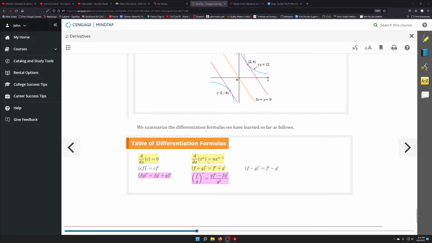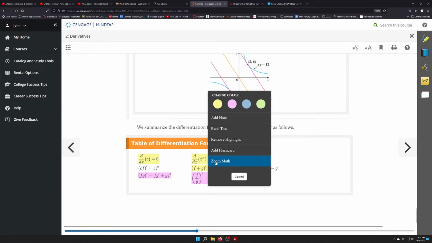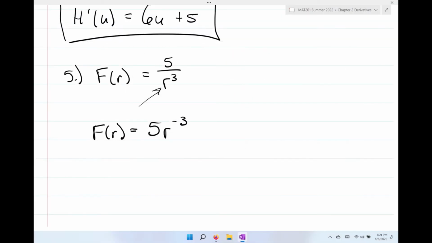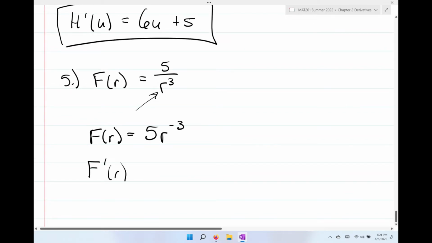But if you look right here, oh, look at that. That's nice. If you look at this formula right here, this says if you got an exponent, you can always pull the exponent out front and just subtract 1 from it. So what I'm going to do is look at that 5 over r to the third power, and I'm just going to rewrite it as 5r to the -3. Now, when I take its derivative, I'm going to write this one out. I take the derivative, I pull the exponent out front, and I subtract 1 from the exponent.